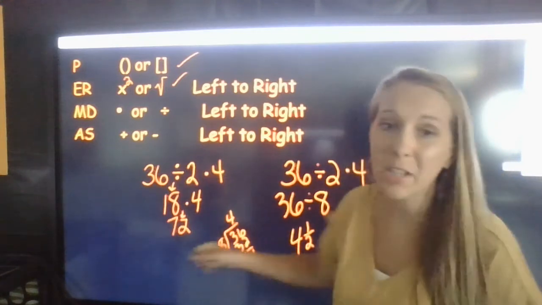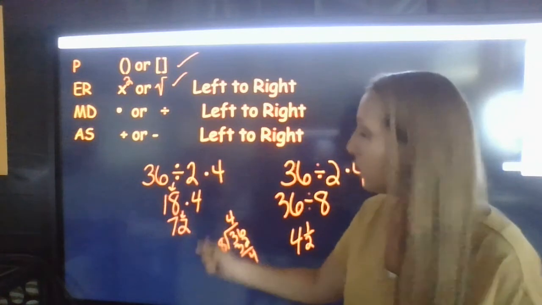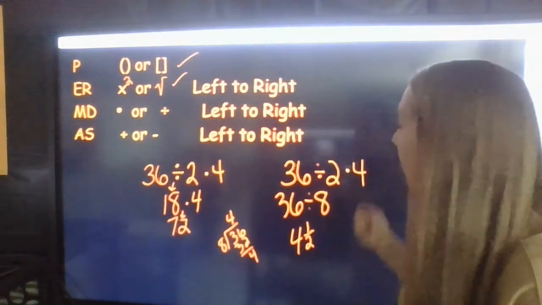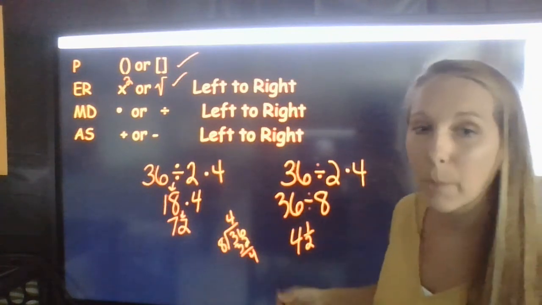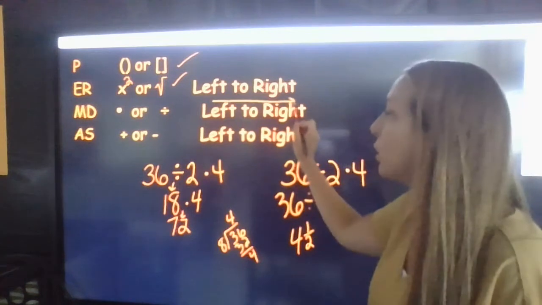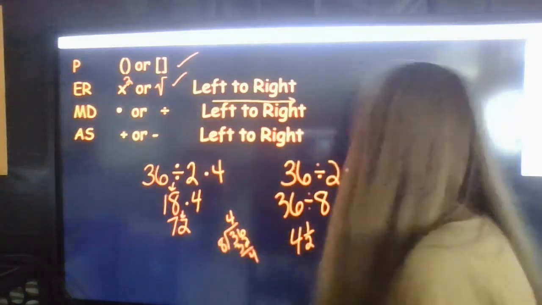Well, if you notice, these are totally different answers. When we divided by 2 and then multiplied by 4, we got bigger. Over here, we divided by 8, so it got smaller. Not the same thing. Pay attention to left to right. Don't do this because it will take forever for us to fix that misconception.